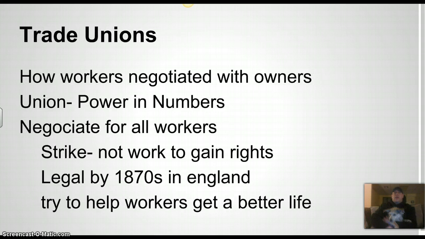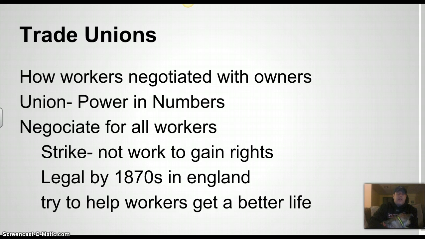Now, another thing that develops as these factories get bigger and bigger is the idea of the trade union. Workers had tried to negotiate with factory owners, but when you negotiated before, you got fired. Here came the idea of power in numbers, where if all the workers got together, they could negotiate for all the workers. They would try to find a way to make sure that all the workers get the rights they need. And so they find different ways to do that.